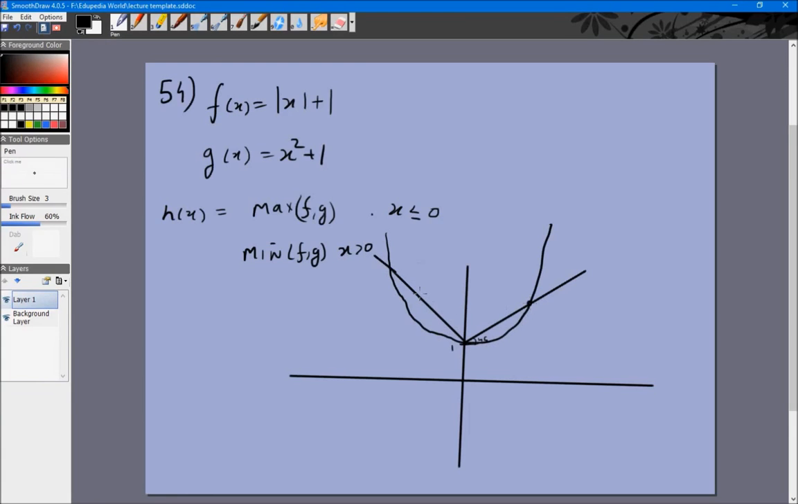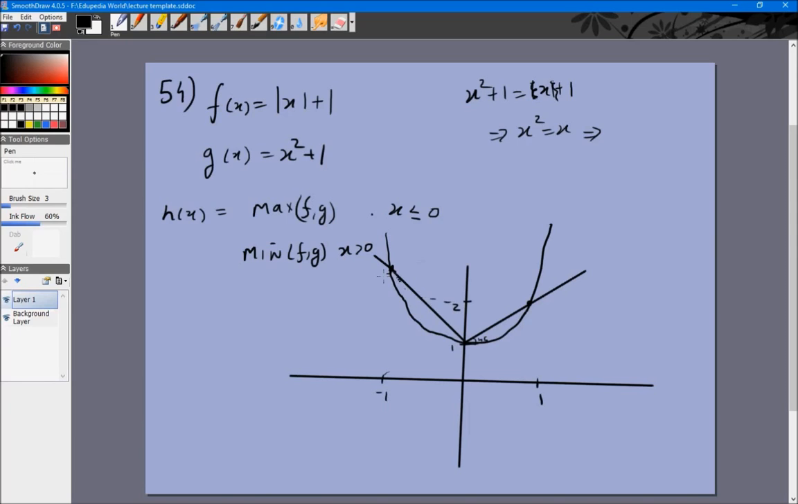And let's just look at what these 2 points are when they intersect. At the positive side, it will be x squared plus 1 is equal to mod x plus 1, or x plus 1 just because it's positive, which means x square is x, which means x is 0, which is this, or x is 1. So x is 1. At x is 1, the value of y is 2. So this is 2. Similarly, for x is equal to minus 1, the value of y is 2, and this is the other intersection. It should be here. I didn't draw the figure properly.